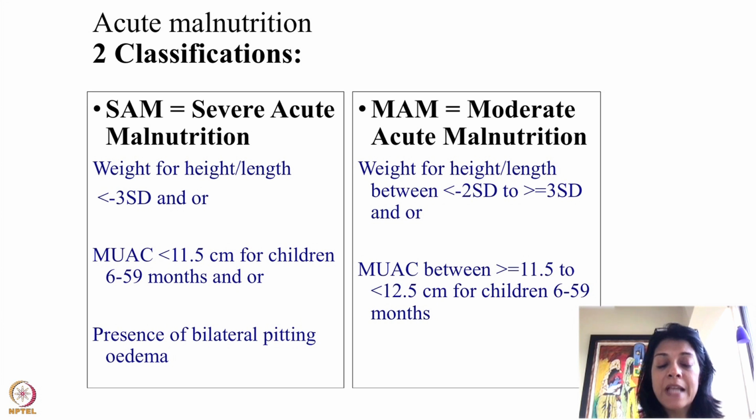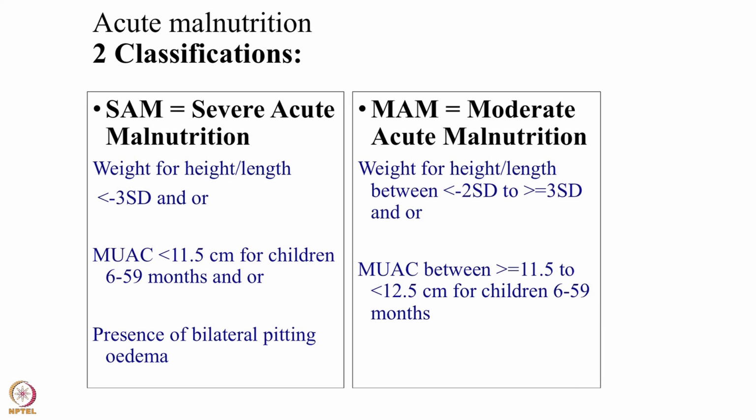For SAM, MUAC, mid upper arm circumference, is less than 11.5 centimeter, for 6 to 59 months of age. And if a child has bilateral pitting edema with no other cause of that pitting edema, it is because of severe acute malnutrition. These children's weight might be okay because there's a lot of fluid collection. In MAM, when you look at the standard deviation growth chart, these children fall between -2 and -3 standard deviation, and MUAC is more than 11.5 to less than 12.5 centimeter.